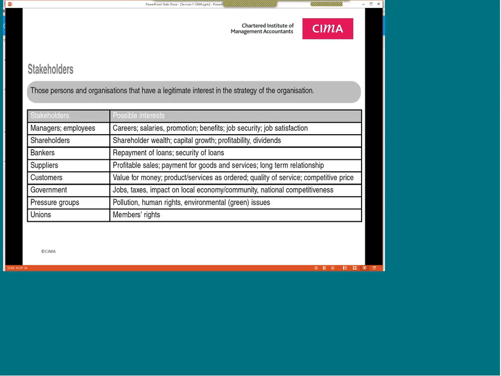Who else will be a stakeholder in this particular case? Managers and employees. Very good. Suppliers and customers. Bankers also, because they have a loan, I think. Government. And Daniel was saying that all of them.